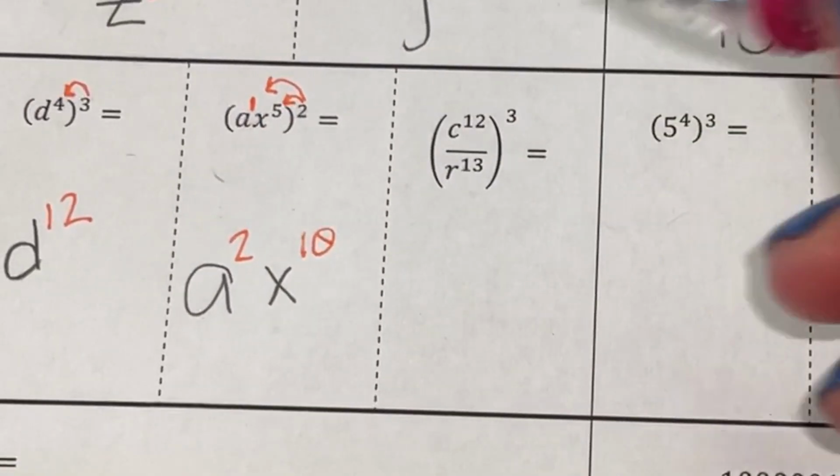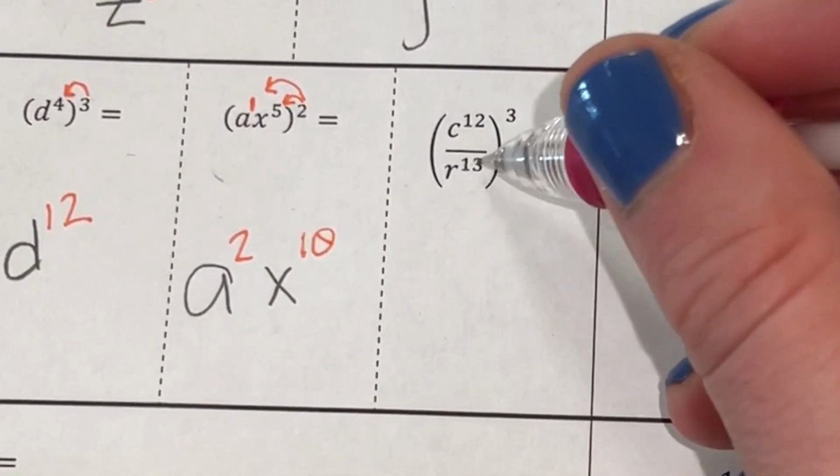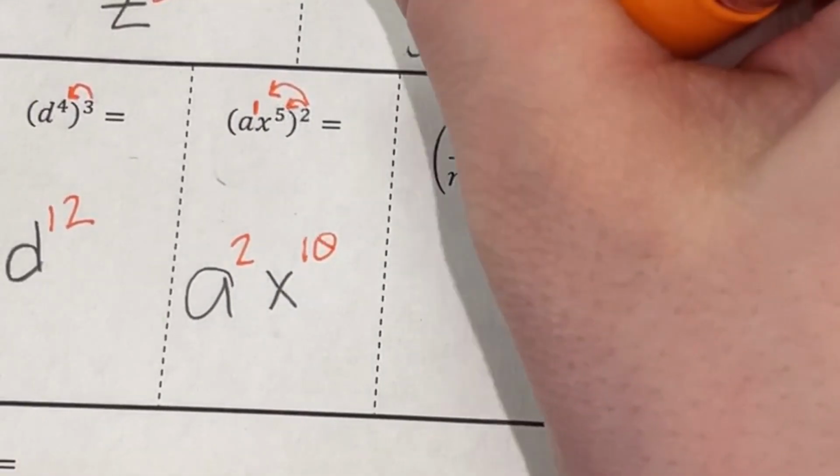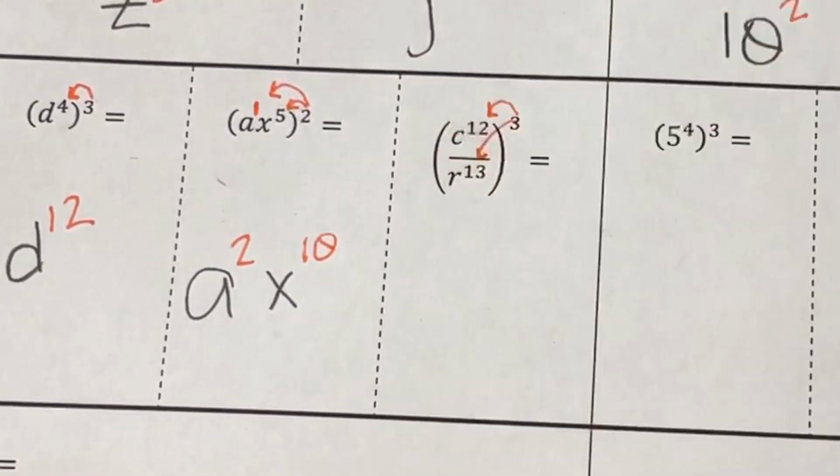All right, now we got c to the 12th all over r to the 13th. We distribute this 3 to the 12 and to that 13.